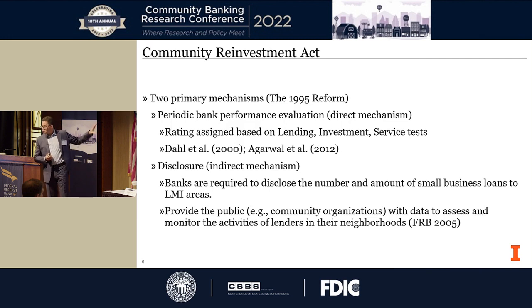The thing that we focus on in our paper is the second channel, which I'm going to call the indirect mechanism, which is the disclosure mechanism. In addition to periodic banking regulator visits, banks are required to disclose geographical details of their lending portfolios every year. The idea is that when the banks disclose these numbers, communities will have access to this data. They are going to go through to see whether the banks are satisfying their community's lending needs, and accordingly, they will put some soft pressure on the banks to lend, for example, more money in low and moderate income areas.